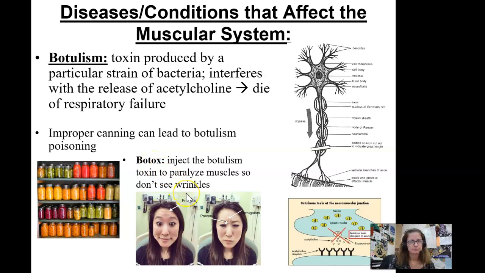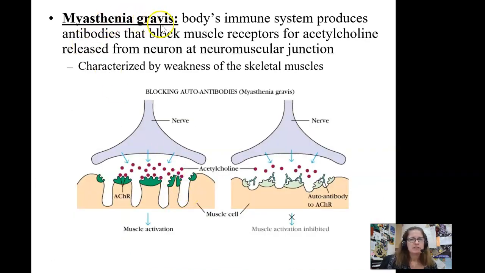Myasthenia gravis is when your body's immune system is going awry. There are several conditions that are autoimmune conditions. We talked about how multiple sclerosis was an autoimmune condition. This is another autoimmune condition, when there's a particular immune system cell that thinks part of you is a foreign invader and a germ and attacks it.